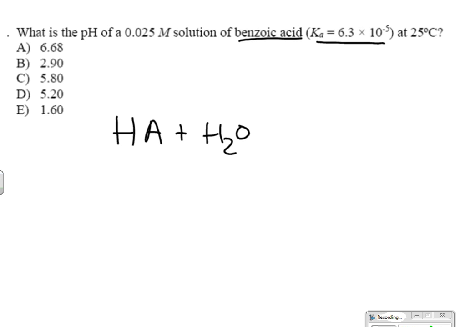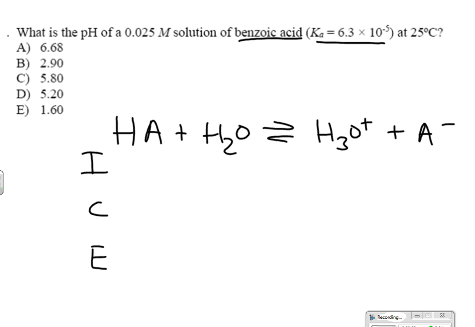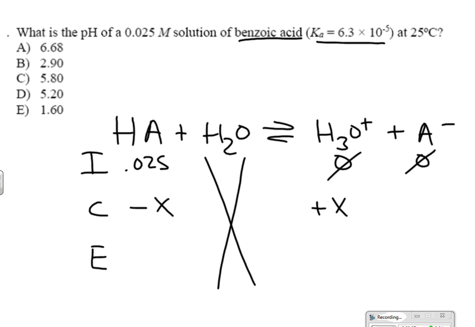Then I'm going to do my ICE table. This is the last time you'll see me do an ICE table. Well, not the last time, but 0.025 goes in here. Don't care about water. This is automatically going to be 0 and 0. I know it's going to go to the right. Minus x, plus x, oh surprise, plus x, sounds familiar. 0.025 minus x, x, and x.